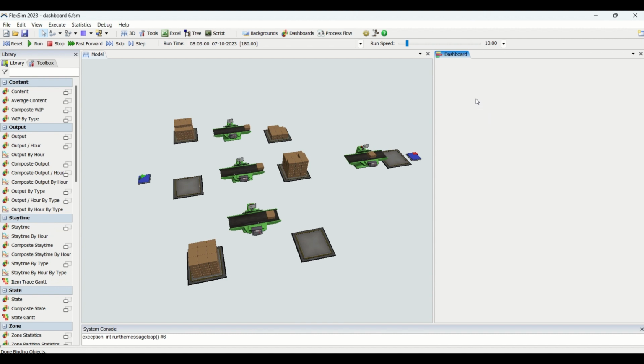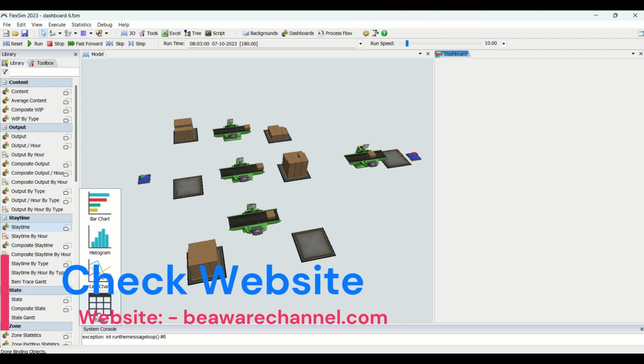So this is our 6th video. We have already created 5 videos on this. The name stay time itself implies the time the object or the product has spent at a particular location or area. That is what stay time is. In the simple stay time graph we have 4 types of graph which we can use for our analysis: a bar chart, histogram, line chart, and then table.